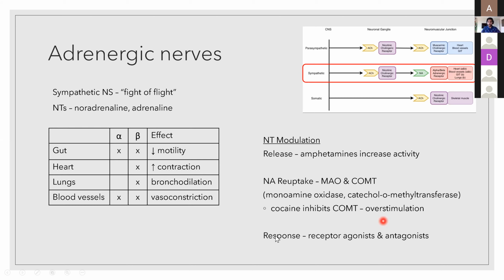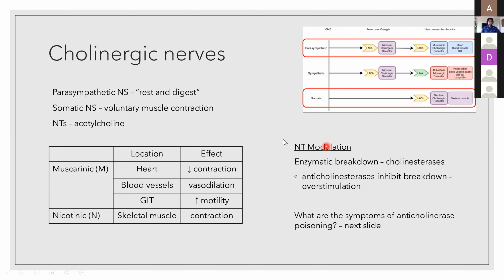And at the response, meaning at the postsynaptic membrane with the receptors, agonists and antagonists can also change what type of response we might see. Next thing we need to look at: we did adrenergic, now let's look at cholinergic. So with cholinergic, we have our parasympathetic nervous system. Remember, think of effects in relation to rest and digest. We also have our somatic nervous system, which is responsible for voluntary muscle contraction.